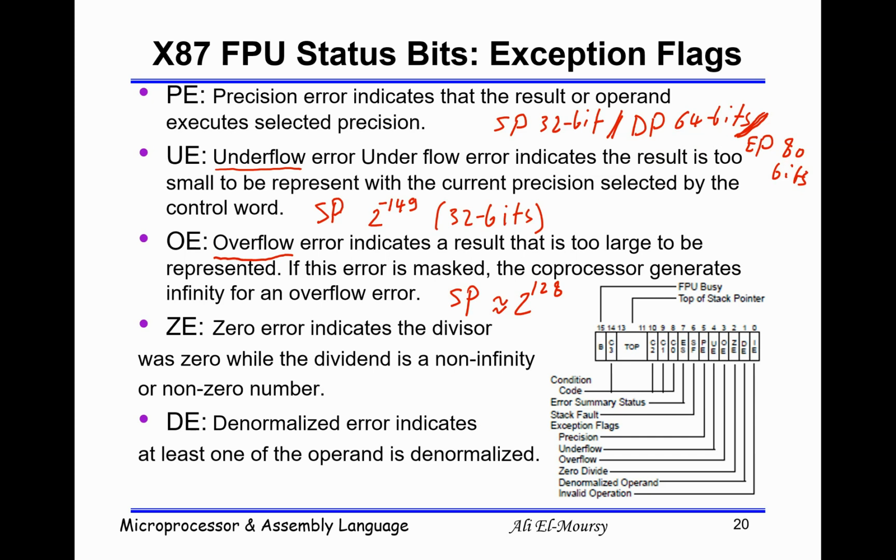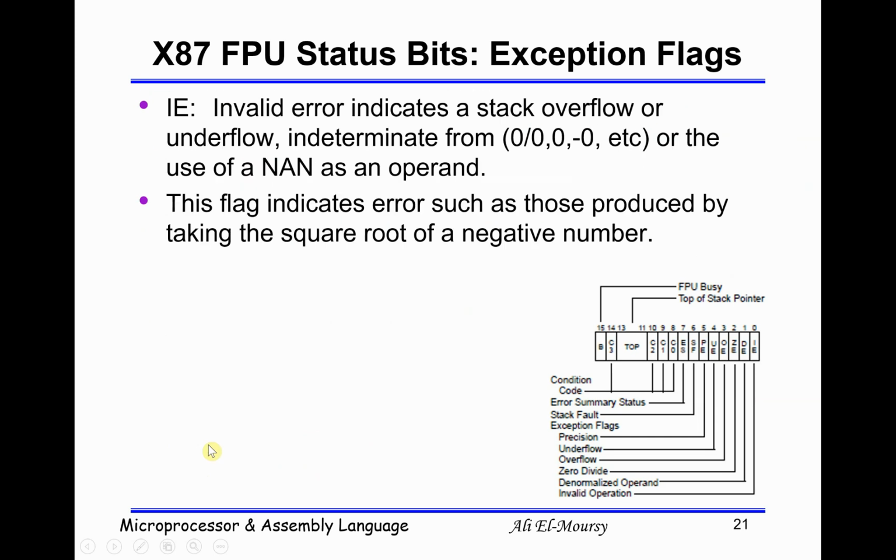We will see this in a minute when we go to the control register. Then we have the zero divide error. If you are dividing by 0, this will pop up to give you an error. A denormalized error means that at least one of the operands that you are dealing with is denormalized. So you have to make sure that you are dealing with denormalized numbers.